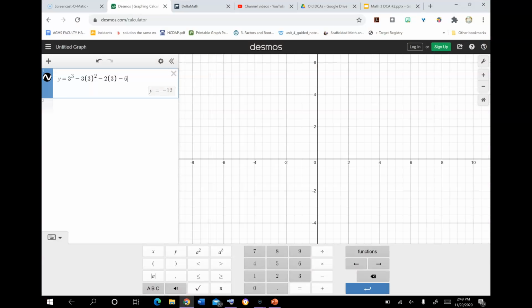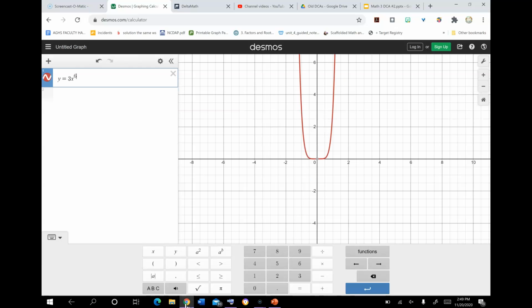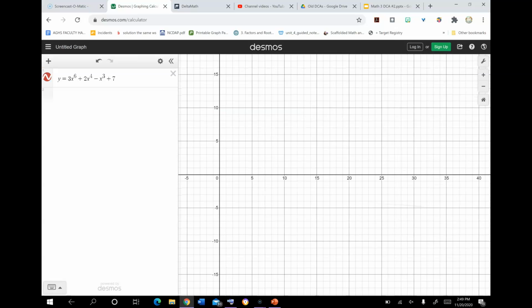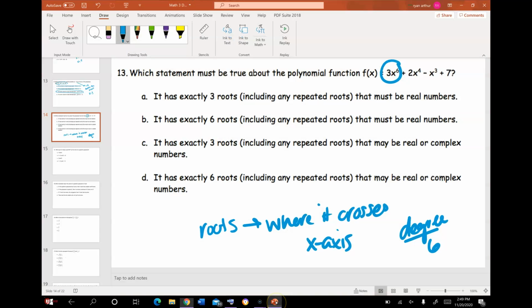So I go up here and I'm going to type this equation in. I'm going to say y equals 3x to the 6th plus 2x to the 4th minus x cubed plus 7. Well, did I type it in right? I did. Does it cross the x-axis anywhere? It doesn't cross anywhere. So if it doesn't cross, are there any real solutions? No. So that means they're all complex.